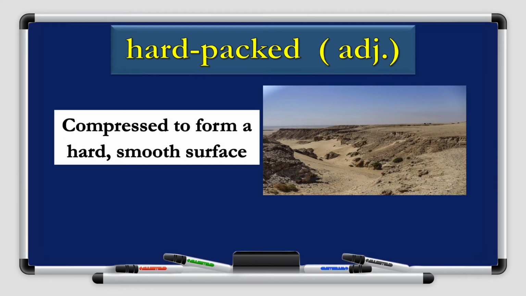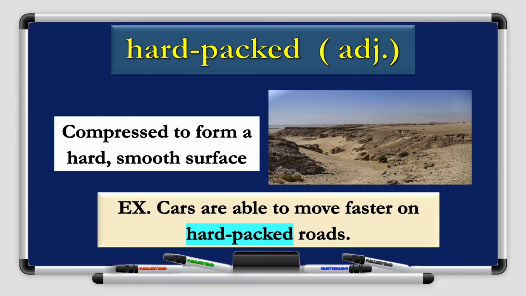Hard-packed ground. This is the first word in today's episode. Hard-packed is an adjective which means compressed to form a hard, smooth surface. As you can see in the picture on your screen, this is an example of a compressed, hard-packed surface. An example of this word is: cars are able to move faster on hard-packed roads. Of course, if a car moves on a sandy road, it won't go as fast as going on a hard-packed road.